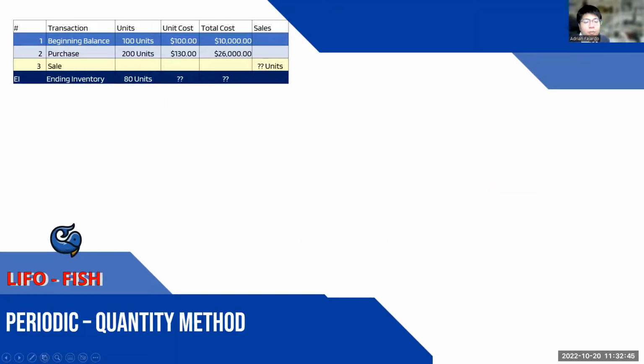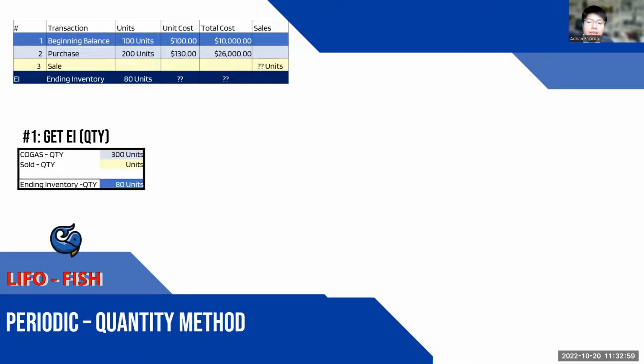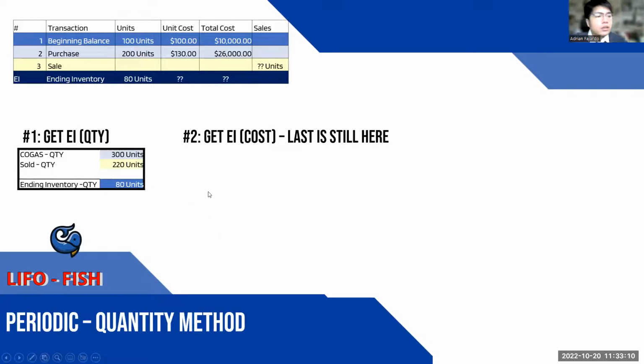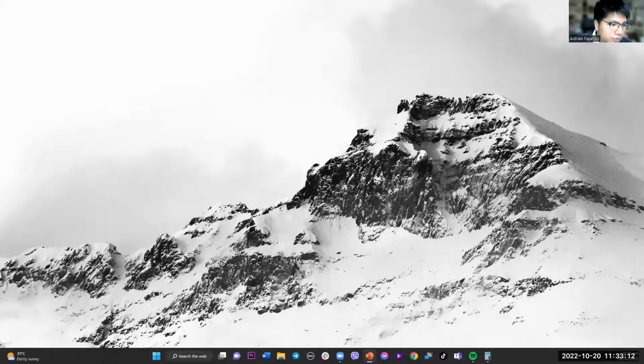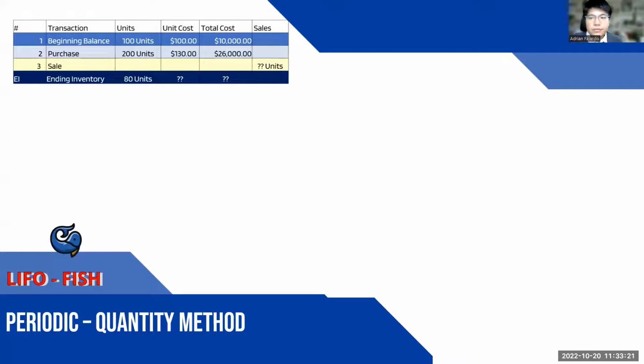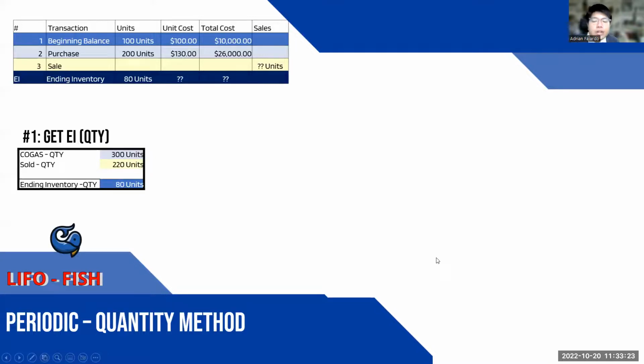Now, let's look at it from the LIFO perspective. And ang pinakamadali sa LIFO is pag periodic. So pag periodic, same quantity method. So alam na natin to. We know that the ending inventory is 80 and we sold 220 units. Now, in LIFO, it's not last is still here, but in LIFO, its first is still here.